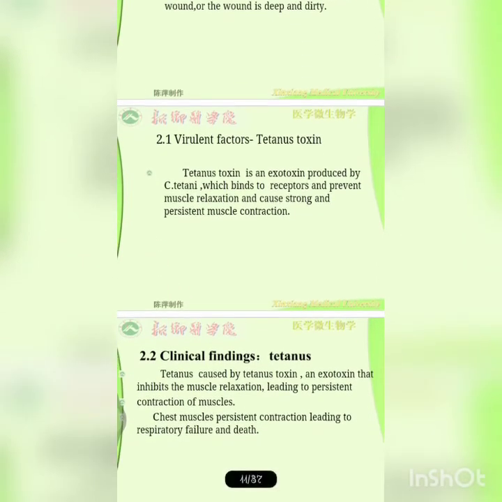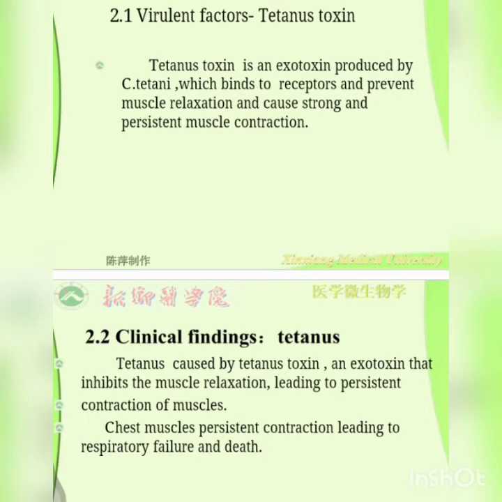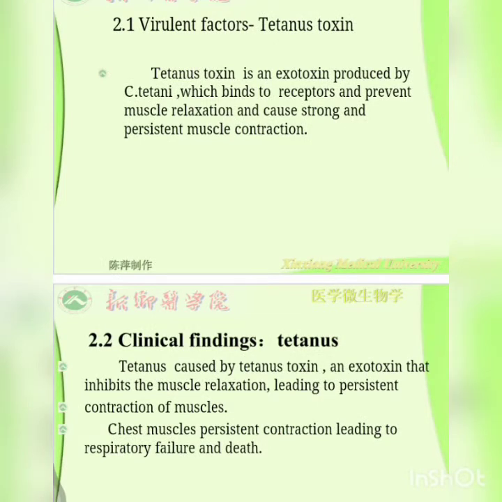For the clinical findings, the chest muscles undergo persistent contraction, sometimes leading to respiratory failure and death. If this takes place all over the body, sometimes in the chest region, it leads to breathing problems. And if it takes place in the mouth, it is like a clenched mouth. All these are taking place because of tetanus.